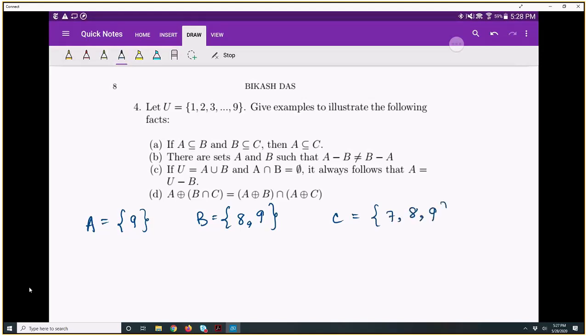So I chose them in this way because I knew that I wanted A to be a subset of C, which I have. {9} is a subset of {7, 8, 9}. Rather, I wanted A to be a subset of B and B to be a subset of C. So I've accomplished that, and then as you can see, the result is that A is also a subset of C.